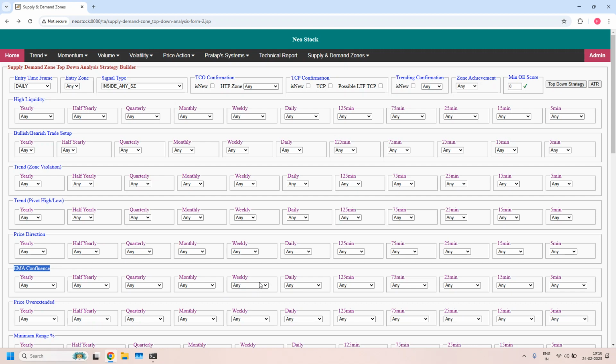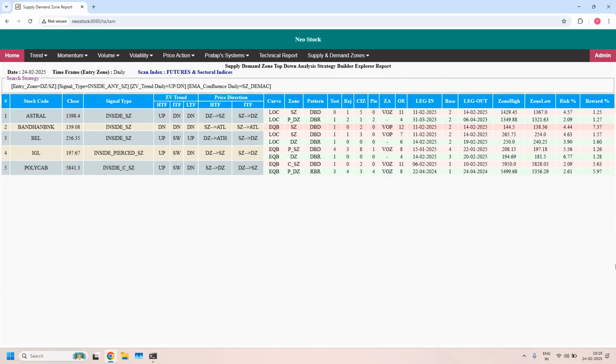The EMA Confluence: a daily time frame, daily supply zone having daily EMA Confluence, and the trend on the daily time frame should not be sideways. It can be up or down. So with these filters, we got 5 stocks. These 5 daily supply zones are having daily EMA Confluence, and the current price also closed inside these daily supply zones. So this is about the daily time frame.